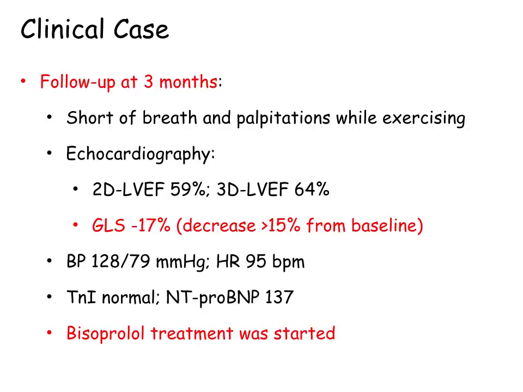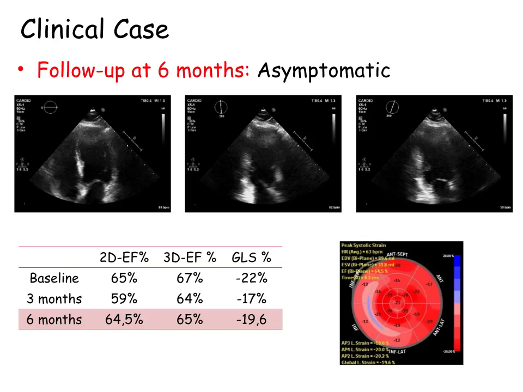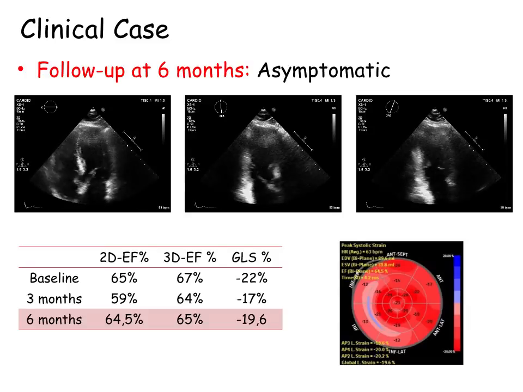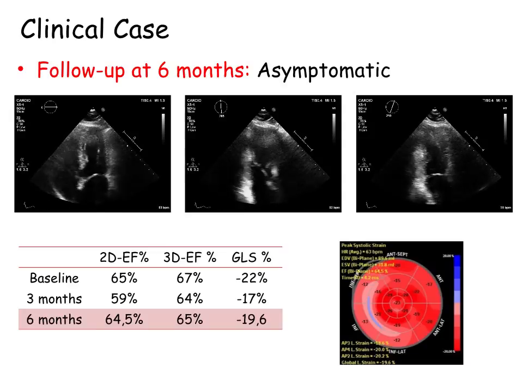At 3 months follow-up, after anthracycline treatment completion, a new echo was performed. The patient complains of palpitation and mild shortness of breath while exercising. We found a normal EF value, but a significant decrease in GLS. A beta-blocker treatment was started without change in the cancer therapeutic scheme. At 6-month follow-up, the patient remained asymptomatic and the new echo showed a return of GLS to a normal value with normal EF.